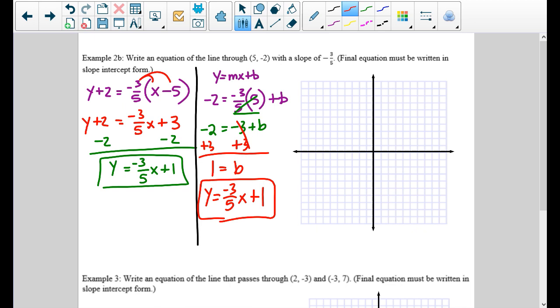Now, how do I graph this? Starting with our y-intercept, our 1. Here's my y-axis, going up, find my 1, +1, put my point. From that point, I'm going to use my slope, down 3, over 5. There's my next point. And I can do that again. Down 3, over 5. And here's my next point. And then connecting those big points with my line.